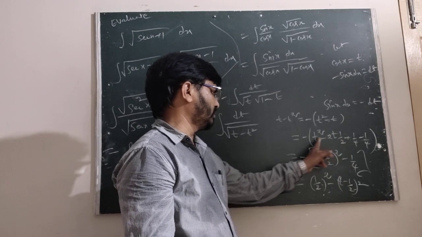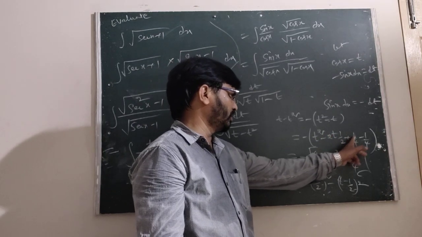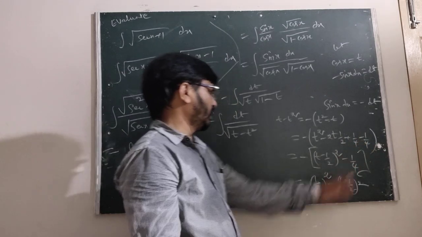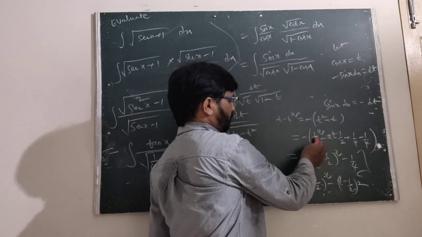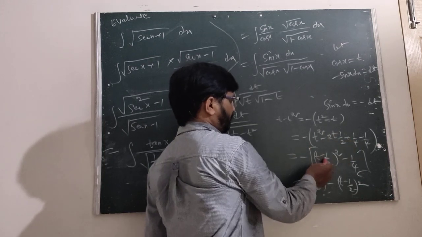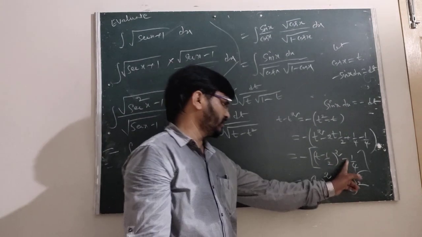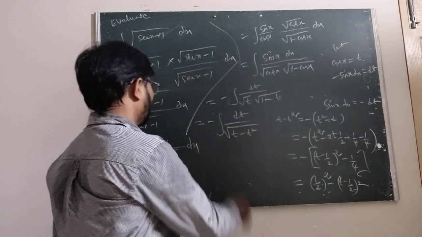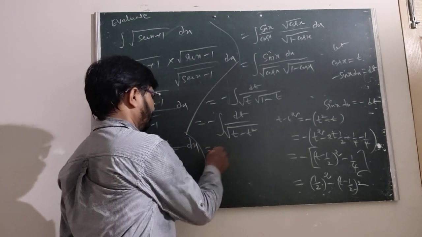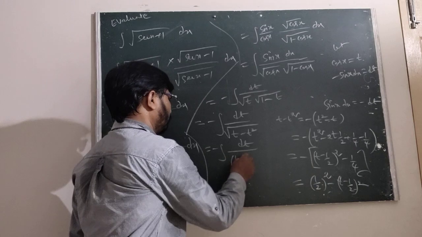Now this is compared with a square minus 2ab, b is the 1 by 2, b square minus b square. Now this is a square minus 2ab plus b square, which is a minus b whole square. Now multiply with minus. This is the minus of minus plus 1 by 4, that is 1 by 2 whole square. Now we can write here the minus of dt by 1 by 2 whole square.